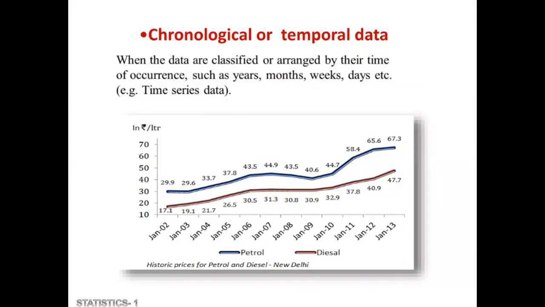The next one is chronological or temporal data. When data are classified or arranged by their time of occurrence, such as years, months, weeks, days, which is based upon a time series, we say it is chronological data. In this chart, you can see the historical price of petrol and diesel. The blue line indicates the price of petrol and the brown line indicates the diesel prices. The graph is plotted as time scale versus price per liter, taking data from January 2002 to January 2013. Since we are taking a series of data over a period of time, it is called time series data. So chronological data classification deals with time series data.